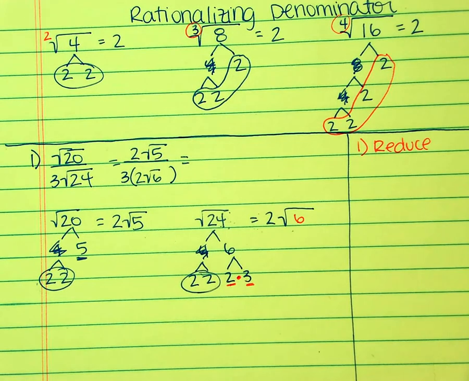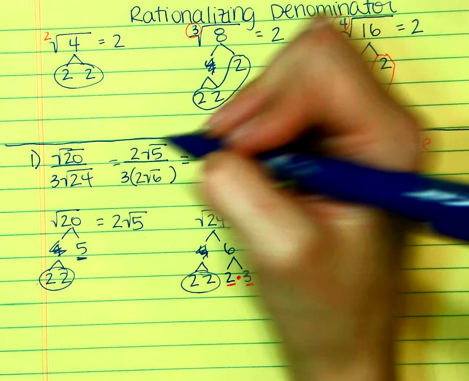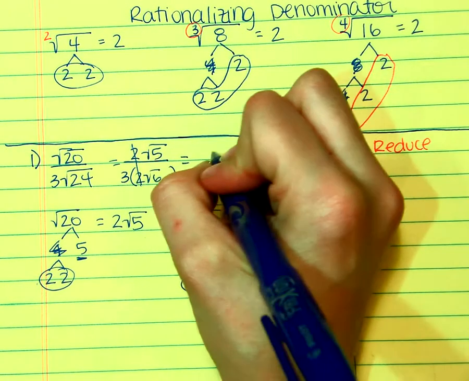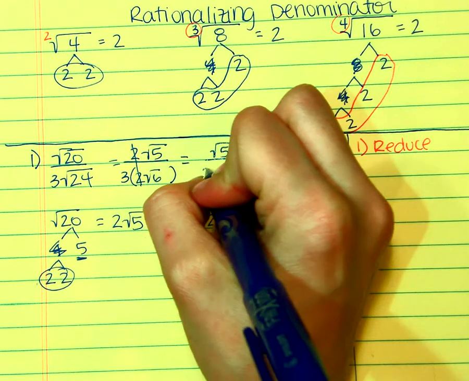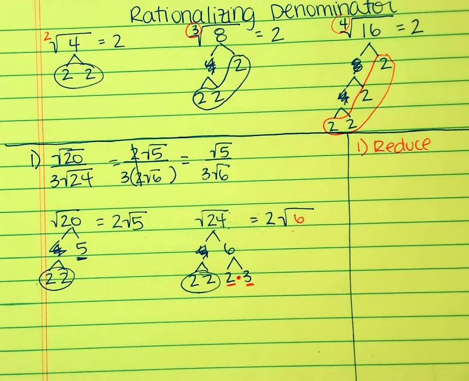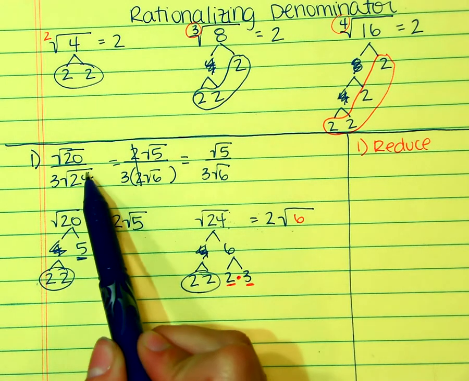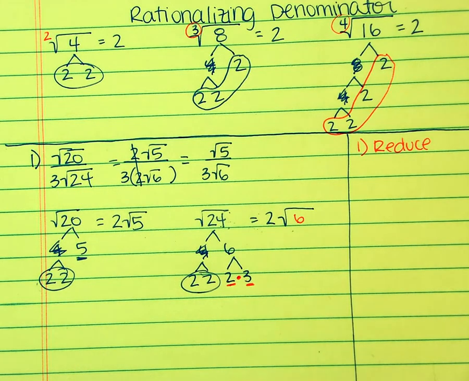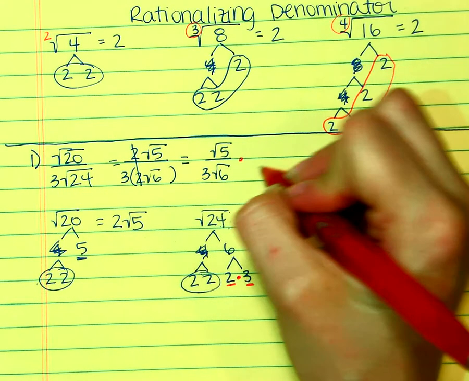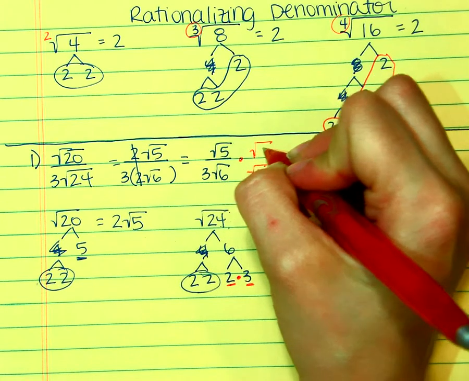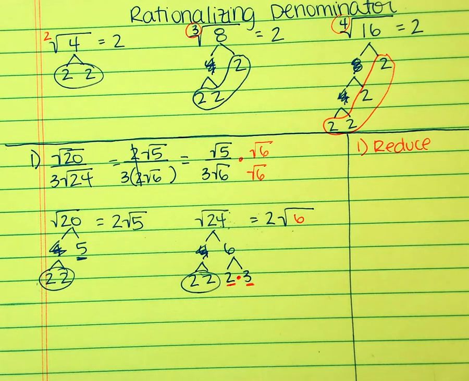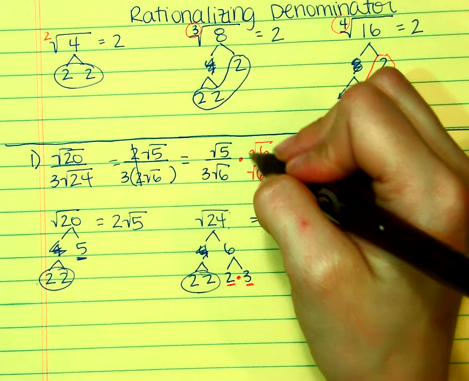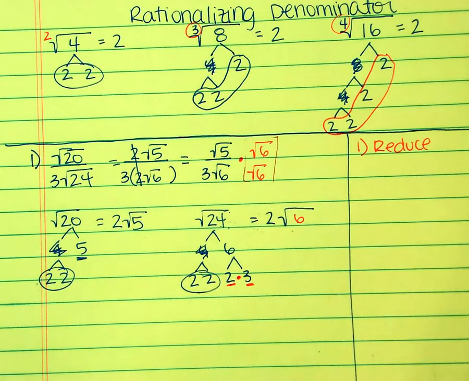All right, let's see if we can reduce here. 2 and 2 reduce, so I'm left with square root of 5 over 3 square root of 6. So instead of having to multiply both top and bottom by the square root of 24, now I only have to multiply both top and bottom by the square root of 6. The reason this works is because if you look at this, you're technically only multiplying it by 1. Square root of 6 divided by square root of 6 is just 1.